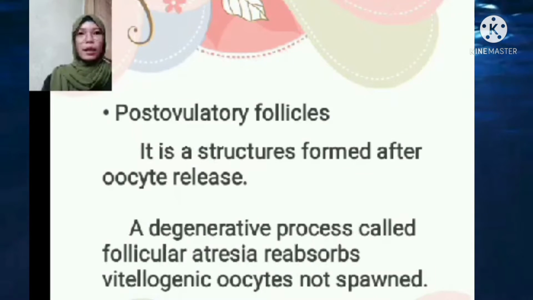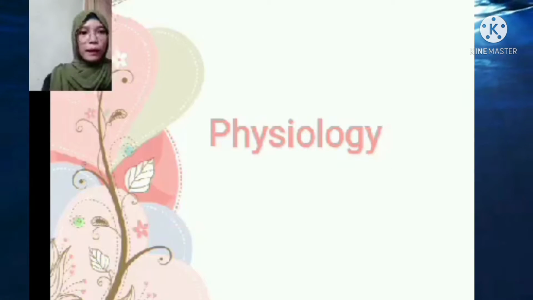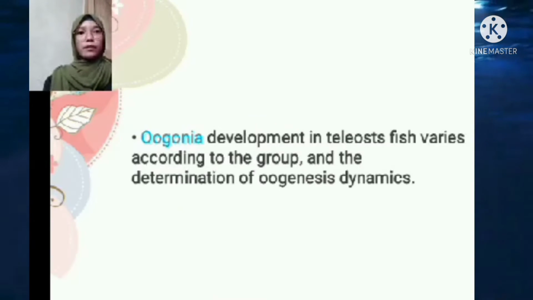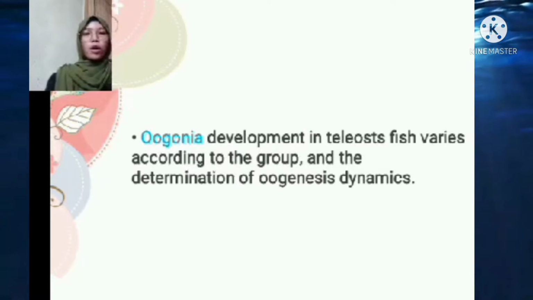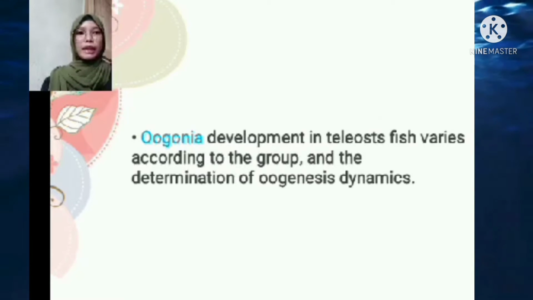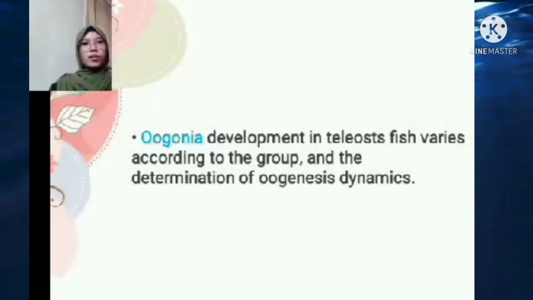Good day everyone, I am Sitra Abdurrahman and today I am going to discuss with you the physiology of fish reproductive biology. Oogonia development in teleost fish varies according to the group in the determination of oogenesis dynamics. It allows the understanding of maturation and fertilization processes.